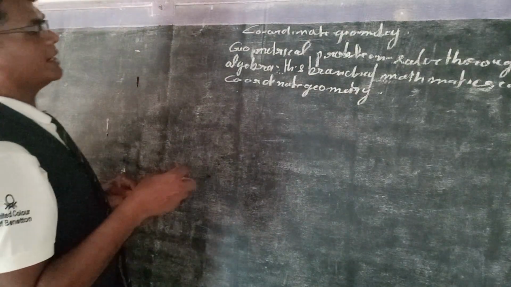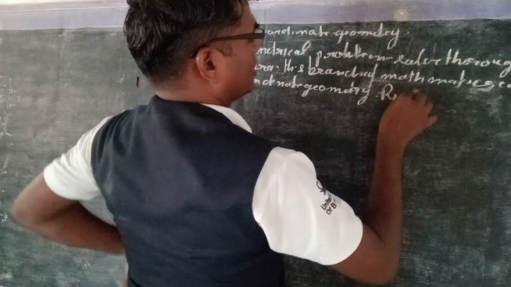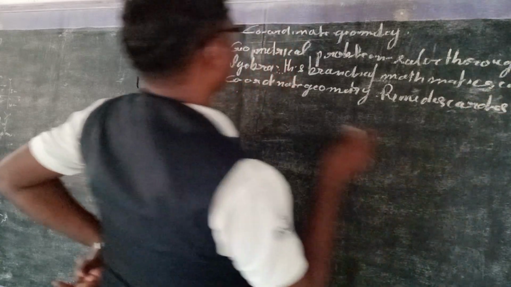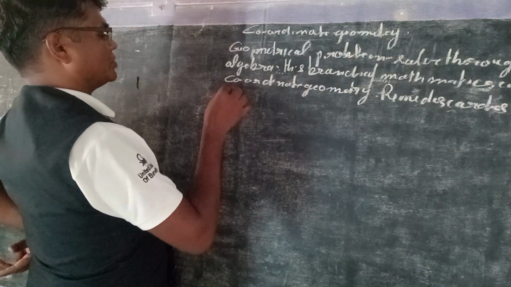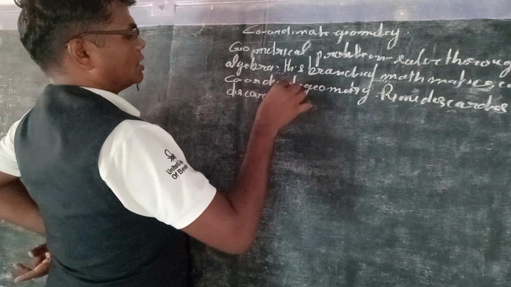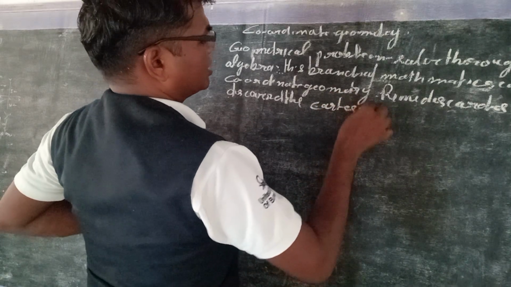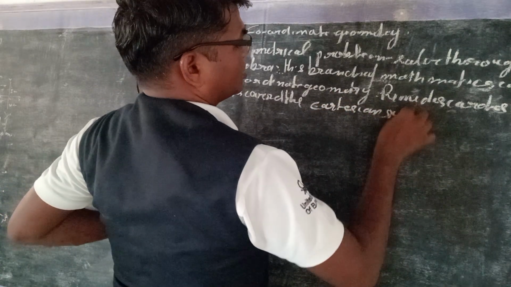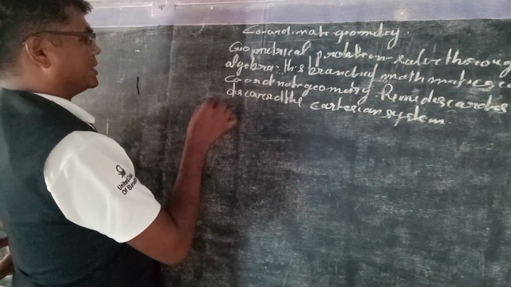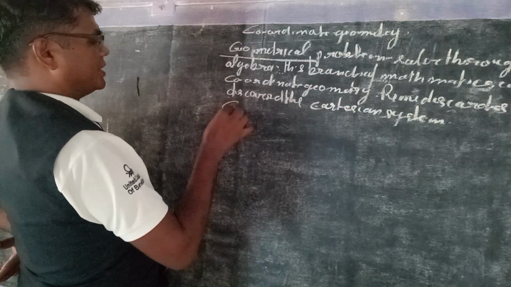Now coordinate geometry was discovered by Rene Descartes, who discovered the Cartesian system. What is the Cartesian system?